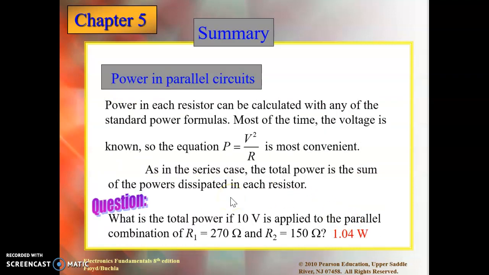Power in parallel circuits. Power in each resistor can be calculated with any of the standard power formulas, but since we will most likely have the voltage, we will use the form with voltage squared divided by the value of the resistor, because it's more convenient. We don't have to find the current. As in the series case, the total power is the sum of the power dissipated in each resistor. So yes, power is independent. We calculate it the same way, and they will add up to P total, whether it is a series circuit or a parallel circuit.